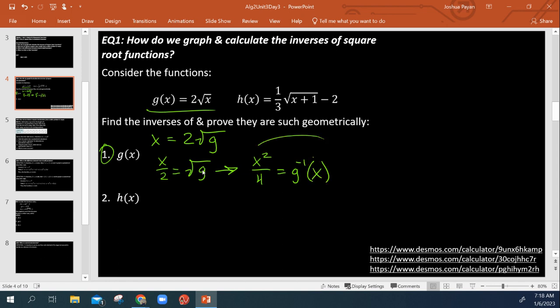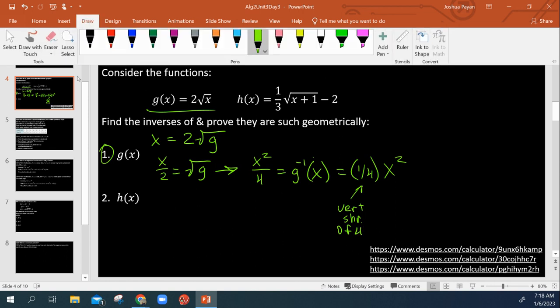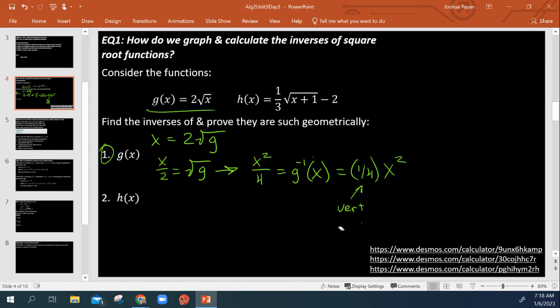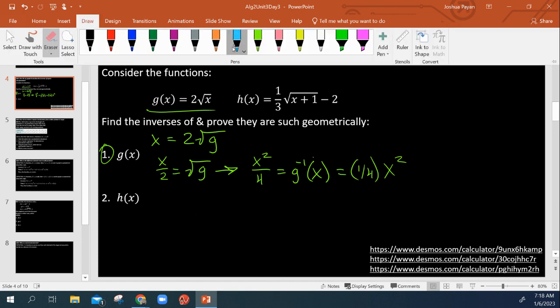Right, and I can express it this way that I've got it, or I could also say that this is 1/4 of x squared. Just so that way I know I've got this transformation here, which is a vertical shrink by a factor of 4. Okay, so not too concerned with how you express that, just an FYI that you could do either one.